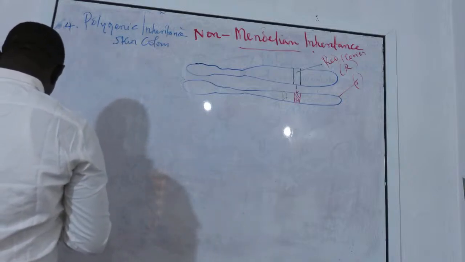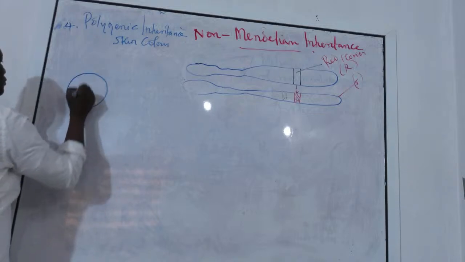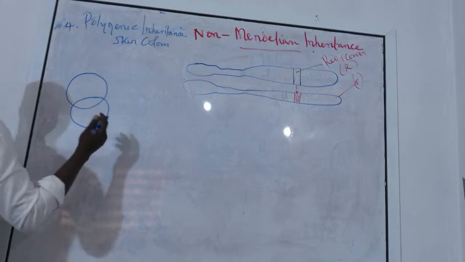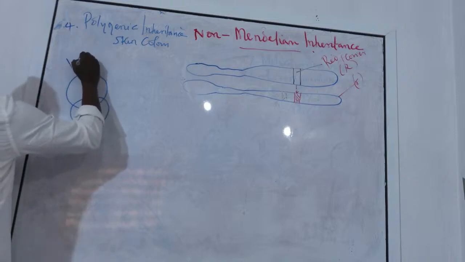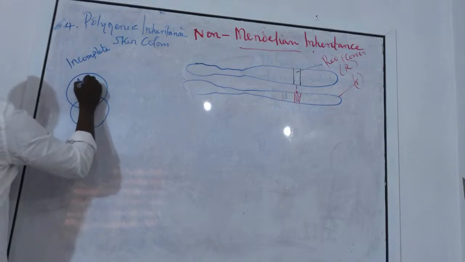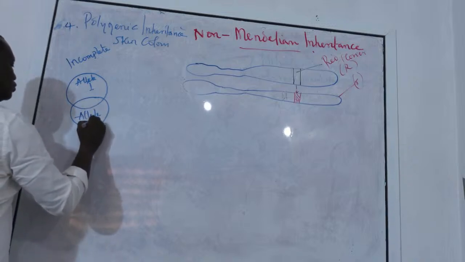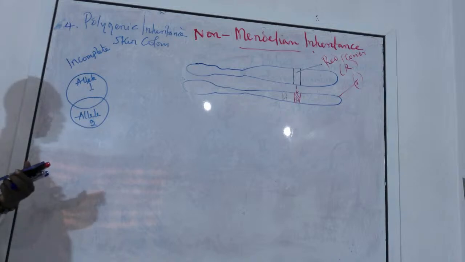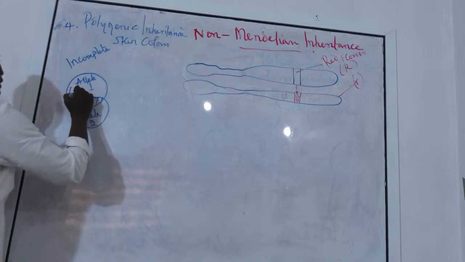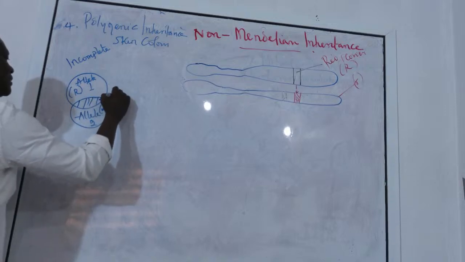Okay, now please make use of this diagram so that you'll be able to understand what is called non-Mendelian. The fourth one we said is incomplete dominance. So if this one is allele 1, this one is allele 2. Their point of intersection here: allele 1 is red, allele 2 is white. So the point of their intersection here is pink.